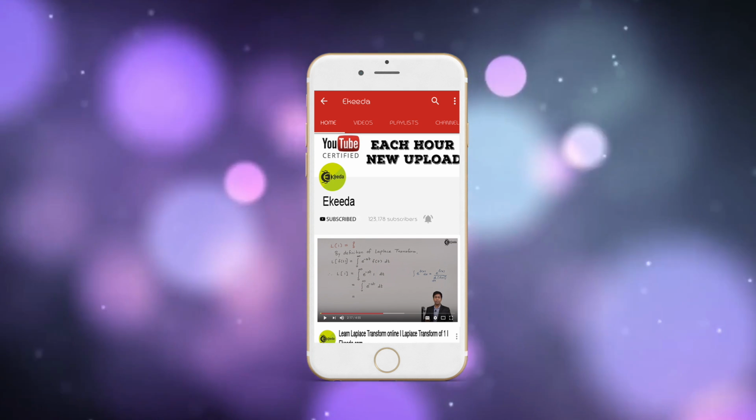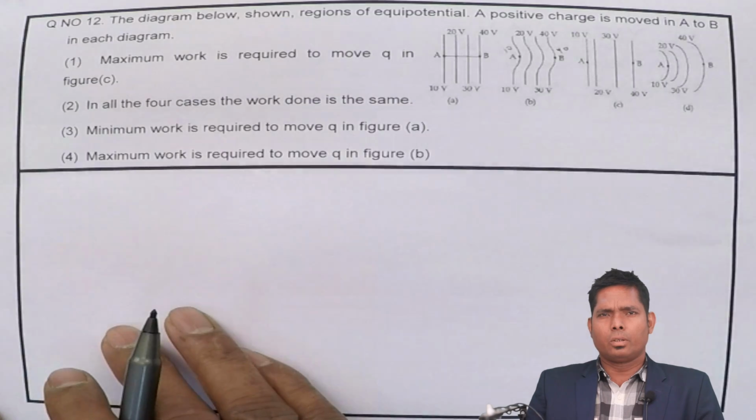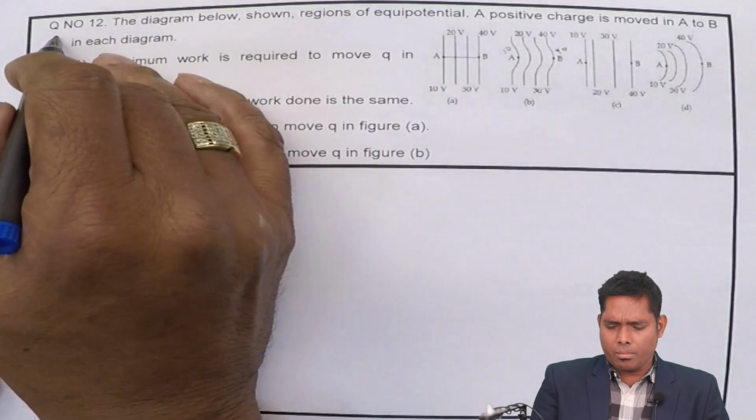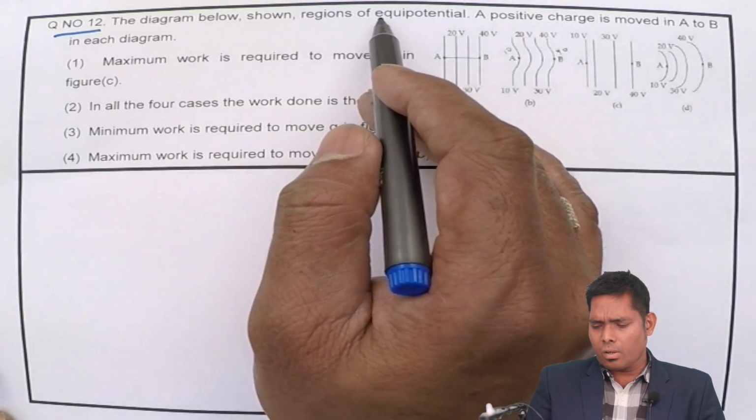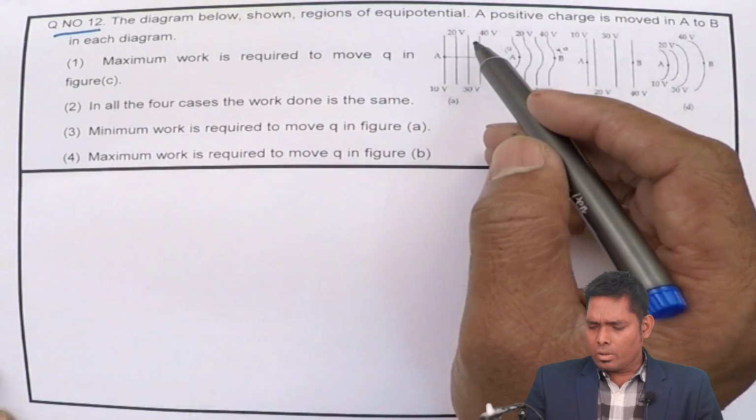Hello friends, let us solve the next question, number 12 of the NEET Physics paper 2017. Students, let us solve question number 12. The diagram below shows regions of equipotentials.